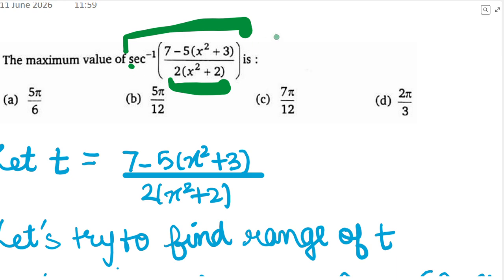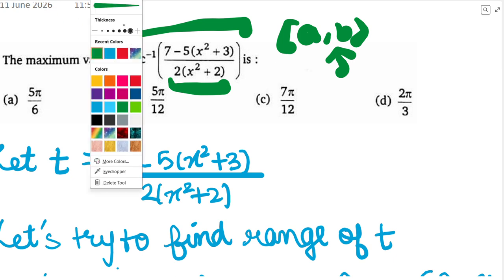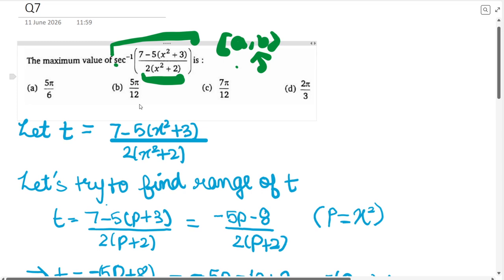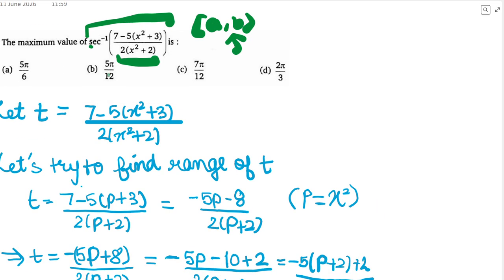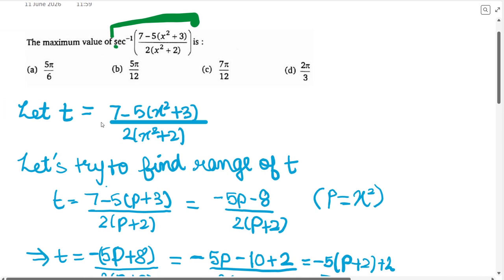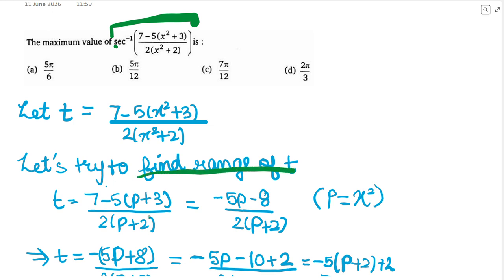Whatever the range is, for example, if it goes from A to B, then B is going to be the maximum, given that the function is increasing. Okay, let's see. So t is this thing, and let's try to find the range of t.